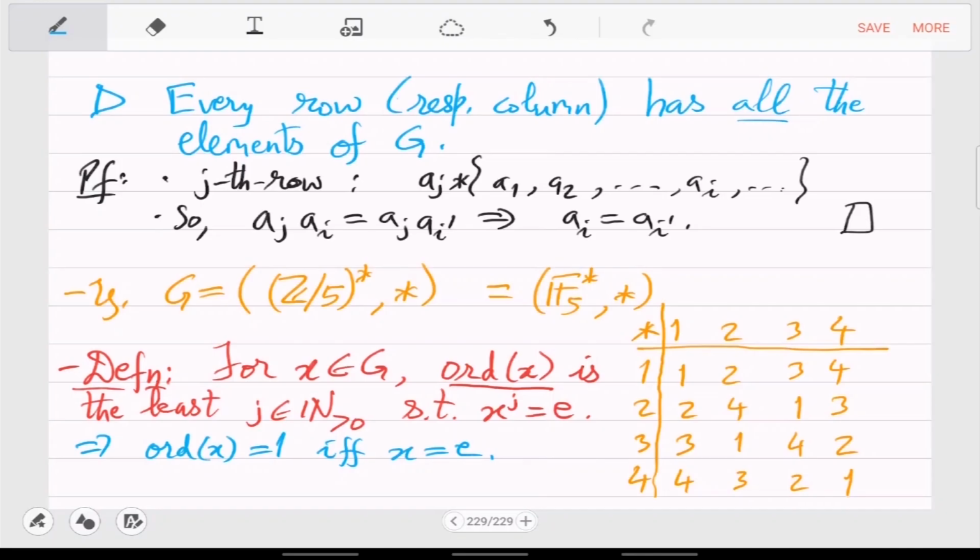Okay, that's fine then. Yeah, so the identity element E has order 1 and every other element will have order 2 or more. That's the right definition.